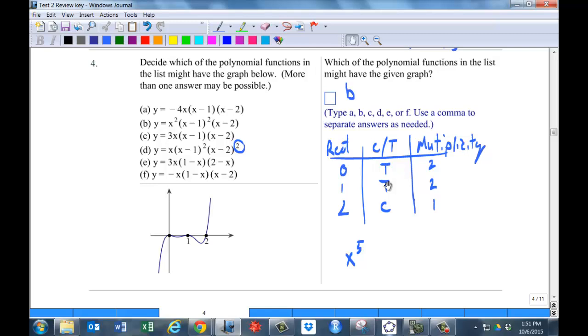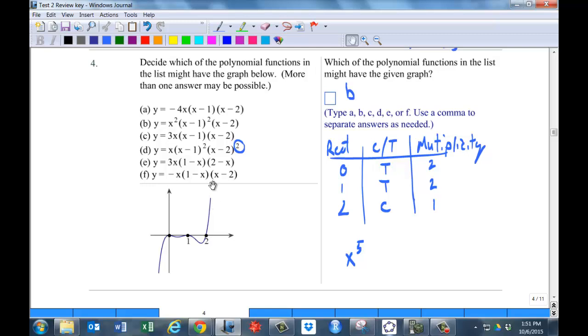Touch, touch. No, excuse me. Whenever the graph touches, that's a multiplicity of even. So it must be even here, multiplicity of 2. Touches here, must be even here, multiplicity of 2. And then it crosses at x equals 2, which gives an odd multiplicity. And so that's going to be a multiplicity of 1. So we get power x to the 5th, which behaves like this.